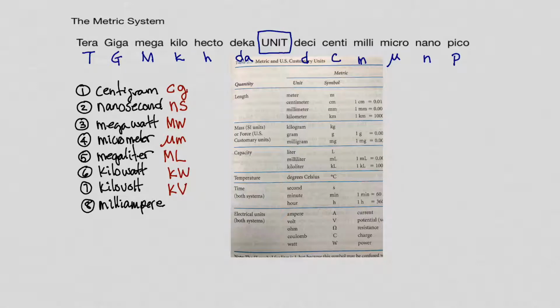And finally, we're here at milliampere. Milli, that's over here on the left. It's a small m. So we're going to have a small m. And then we want an amp. That's an electrical unit, and here it is right over here, capital A.